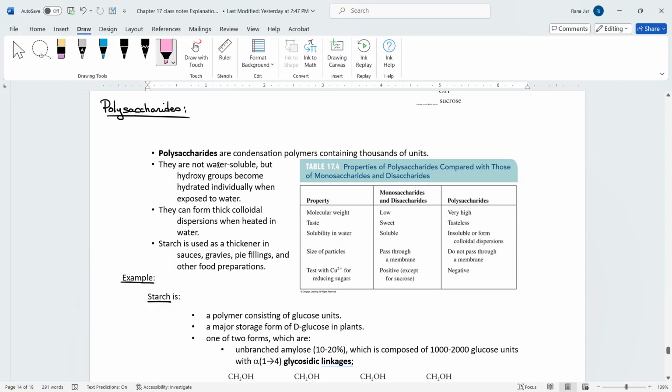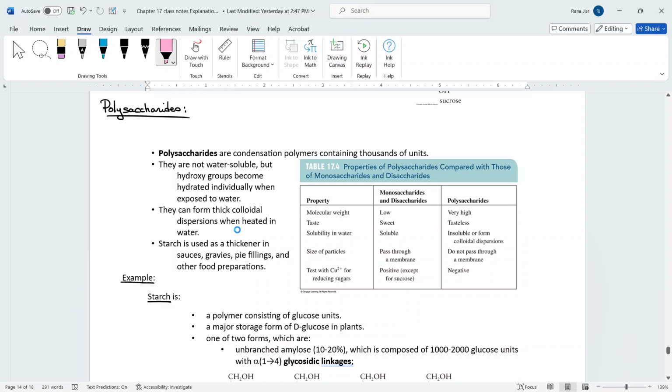Polysaccharides. So polysaccharides, these are condensation polymers. These contain thousands of monosaccharide units that are connected together. And because of that long polymer chain, because these are polymers, these are completely not water soluble. Even though they have a lot of hydroxy functional groups in there, these hydroxy groups become hydrated, but they are not enough to dissolve the polymer. So that polymer is not water soluble.